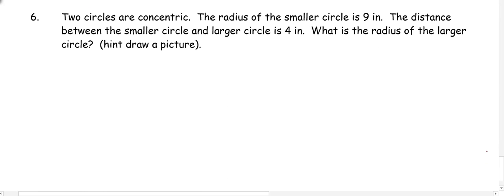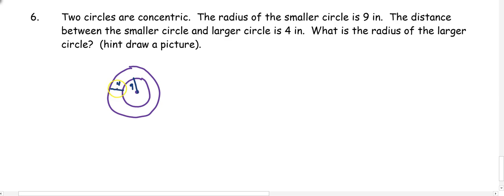Number 6, two circles are concentric. So remember that concentric means they have the same center. So we have a smaller circle and we have a bigger circle. The radius of the smaller circle is 9. So from here to here, the radius is 9. The distance between the smaller and the larger circle is 4.